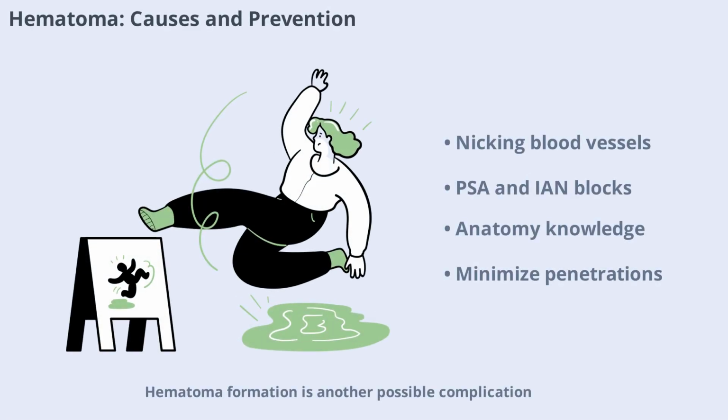Hematoma formation is another possible complication, usually resulting from nicking blood vessels during injection, especially in posterior superior alveolar or inferior alveolar nerve blocks. Prevention relies on a good knowledge of regional vascular anatomy, using short needles for PSA blocks when appropriate, and minimizing the number of needle penetrations. Careful technique is the best defense against hematoma formation.